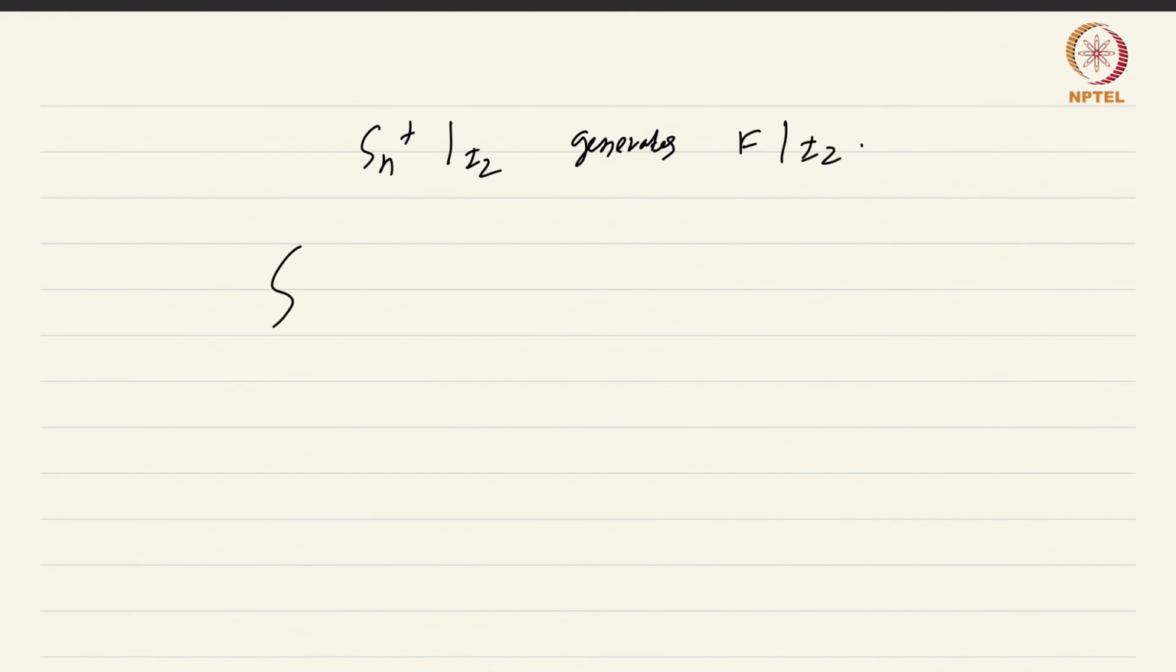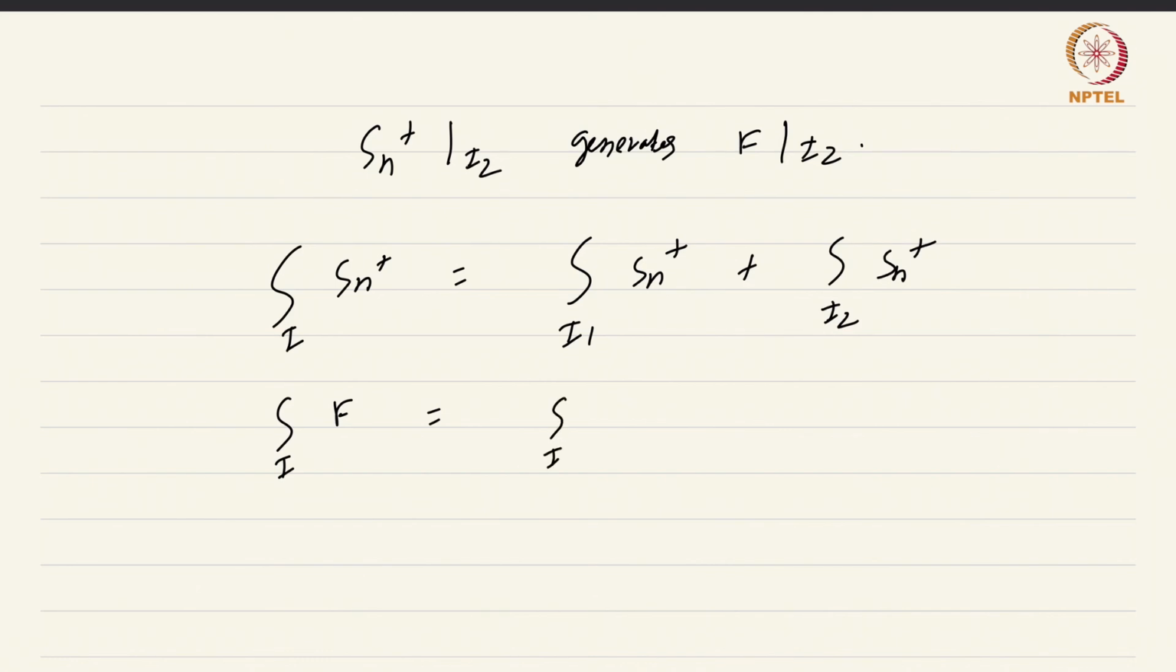Now it's obvious that for step functions we have this. When you break up the interval of integration for a step function, you get this obvious equality. The integral over I of Sn plus is just the integral over I1 of Sn plus plus the integral over I2 of Sn plus. And when you take limits, you get the integral over I of f is equal to the integral over I1 of f restricted to I1 plus the integral over I2 of f restricted to I2. Okay, so this completes the proof.